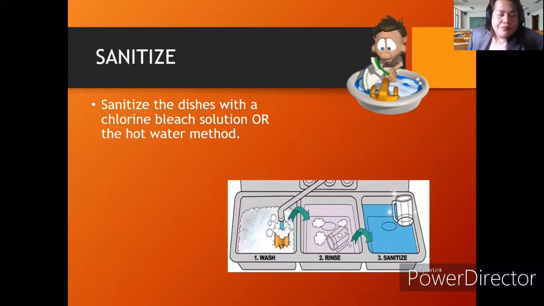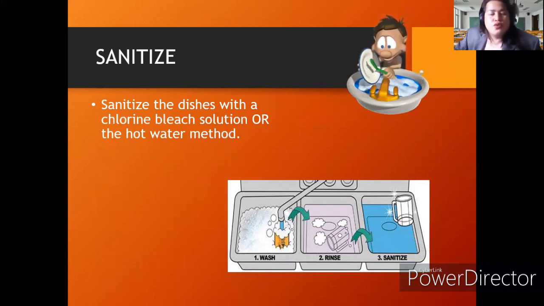How important ba na i-sanitize natin yung mga tools and equipment natin? Does it really make any difference kapag sinanitize? Siyempre, ang answer doon is yes. If your goal is to do as much as you can to make sure germs are destroyed and prevent, of course, foodborne illness, you definitely want to sanitize your dishes, di ba? So always sanitize all the washed utensils, like plates, glasses, spoon and fork, et cetera.